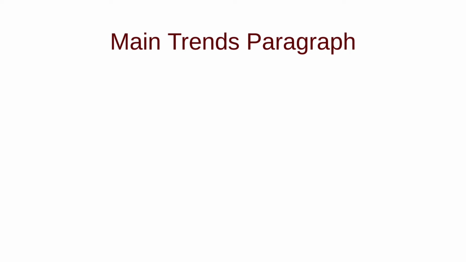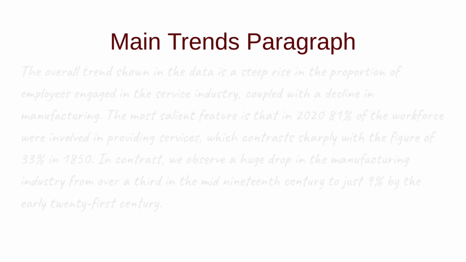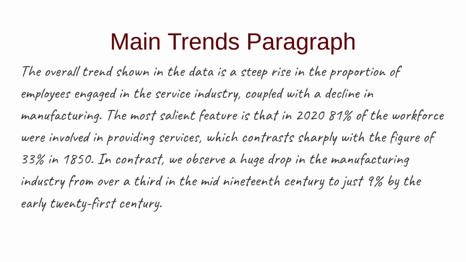And so our next paragraph could be something like this. The overall trend shown in the data is a steep rise in the proportion of employees engaged in the service industry, coupled with a decline in manufacturing. The most salient feature is that in 2020, 81% of the workforce were involved in providing services, which contrasts sharply with the figure of 33% in 1850. In contrast, we observe a huge drop in the manufacturing industry from over a third in the mid-19th century to just 9% by the early 21st century.